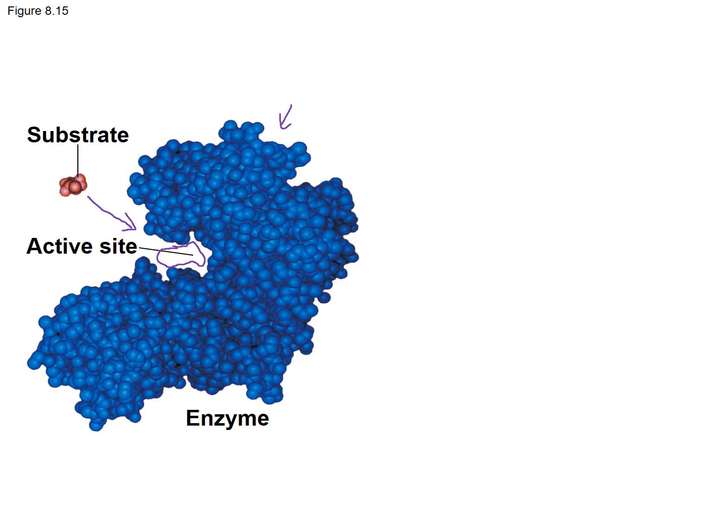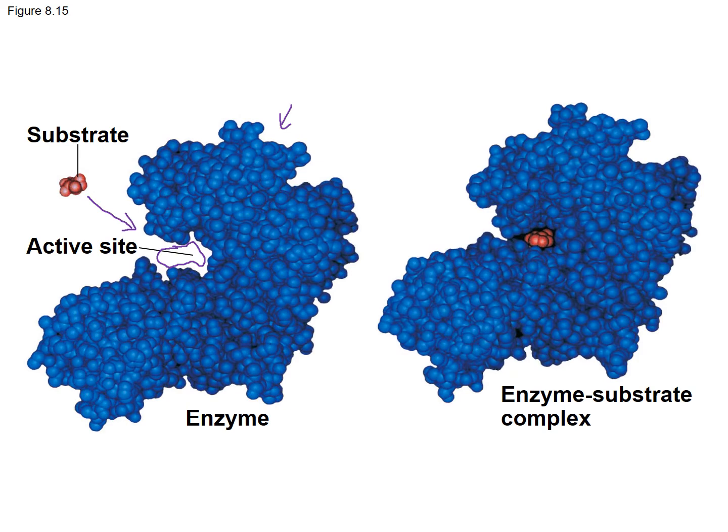Now, there's not always only one substrate. There could be more than one substrate. However, this is just showing one substrate, and this substrate fits right into the active site. And it's the active site where all the stuff is happening, right? So this is going to be where the chemical reaction takes place. Now, once a substrate binds, it often induces a change in shape of the enzyme.